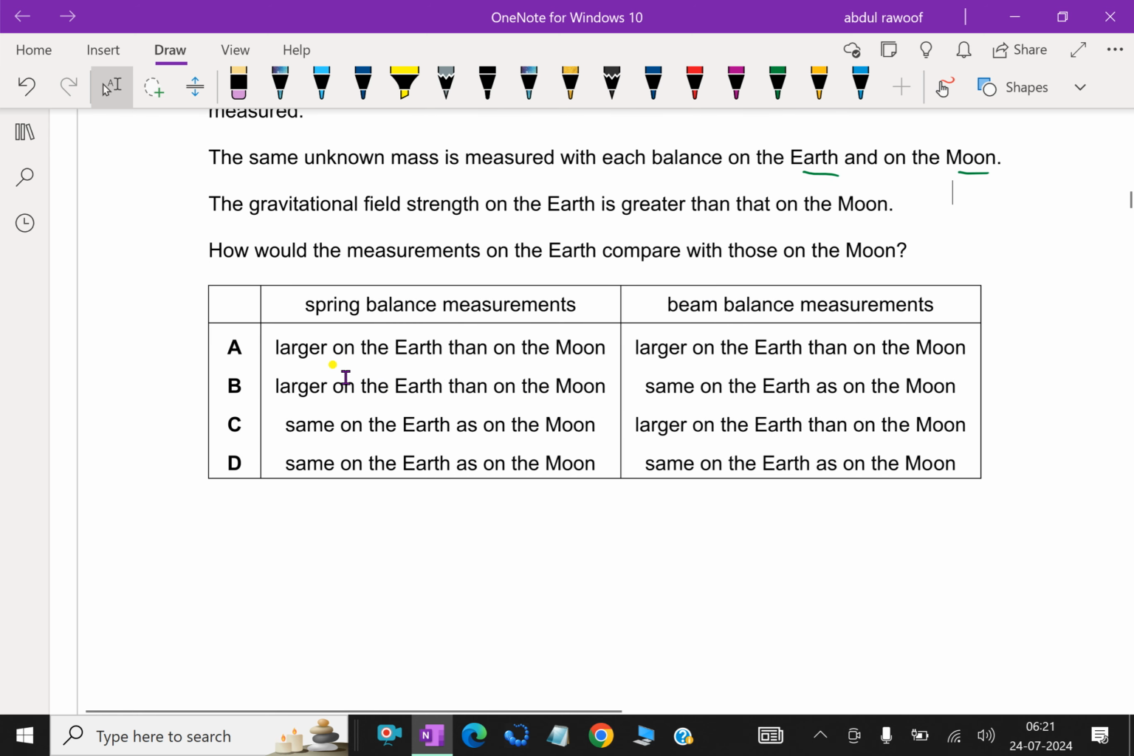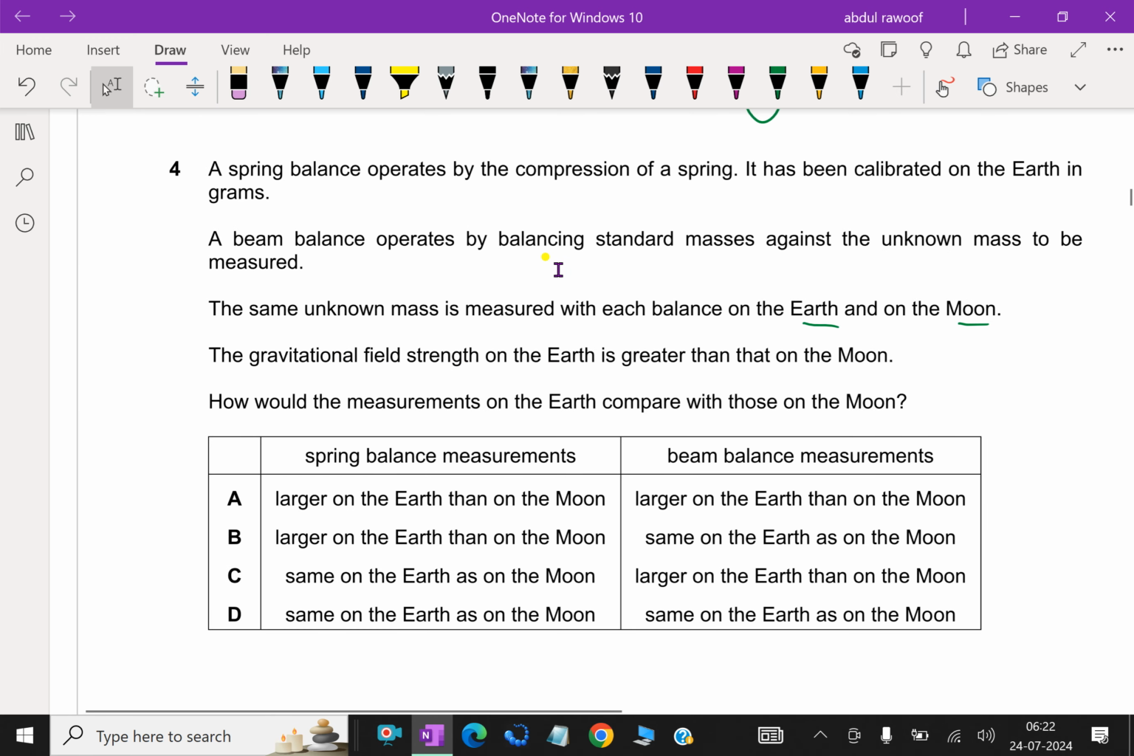Spring balance measurements here, larger on the earth than the moon. For the beam balance, larger on the earth than the moon, or the same on the earth as the moon. Here the beam balance measures the mass, because a beam balance operates by balancing standard masses, and the spring balance measures the force.